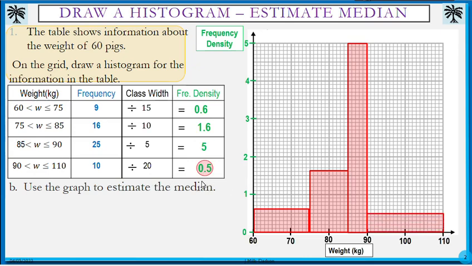So this is how we draw a histogram. And one thing I want you to remember is that when you draw a histogram, once it's frequency density, each bar represents the frequency. I'll talk more about this when it comes to doing estimates of the median and other estimations.